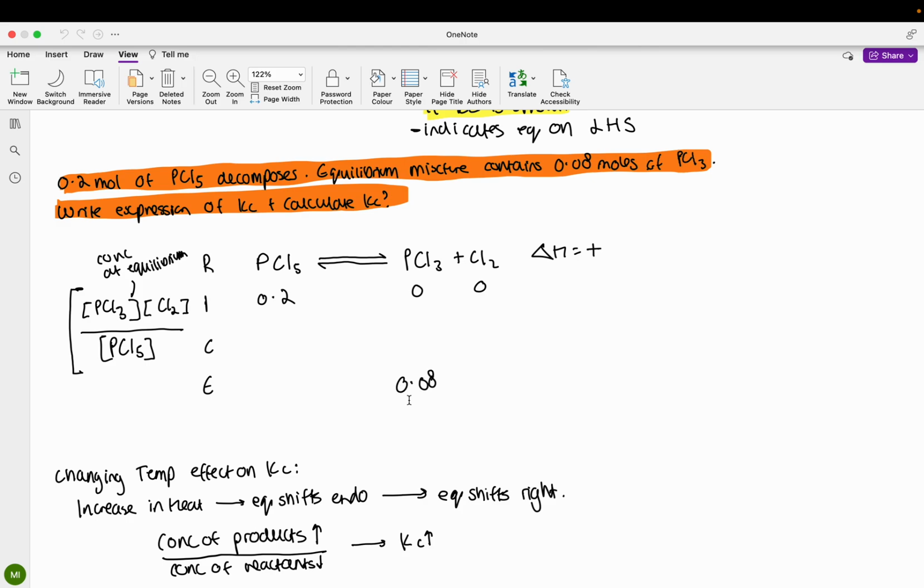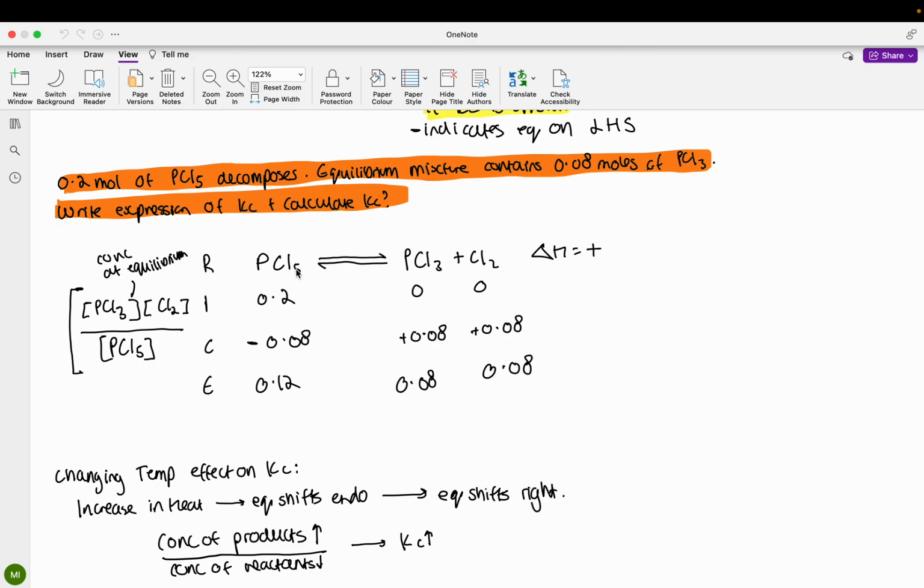So how do we get from 0 to 0.08 for PCl3? The difference is we added 0.08. So the change is add 0.08. The change for Cl2 would be the exact same, add 0.08. Now the change for PCl5, because it's a reactant, with time, reactants are used up. So instead of adding 0.08, we minus 0.08. And now we just do simple maths. So we're left with 0.12 moles of PCl5 and 0.08 moles of Cl2.